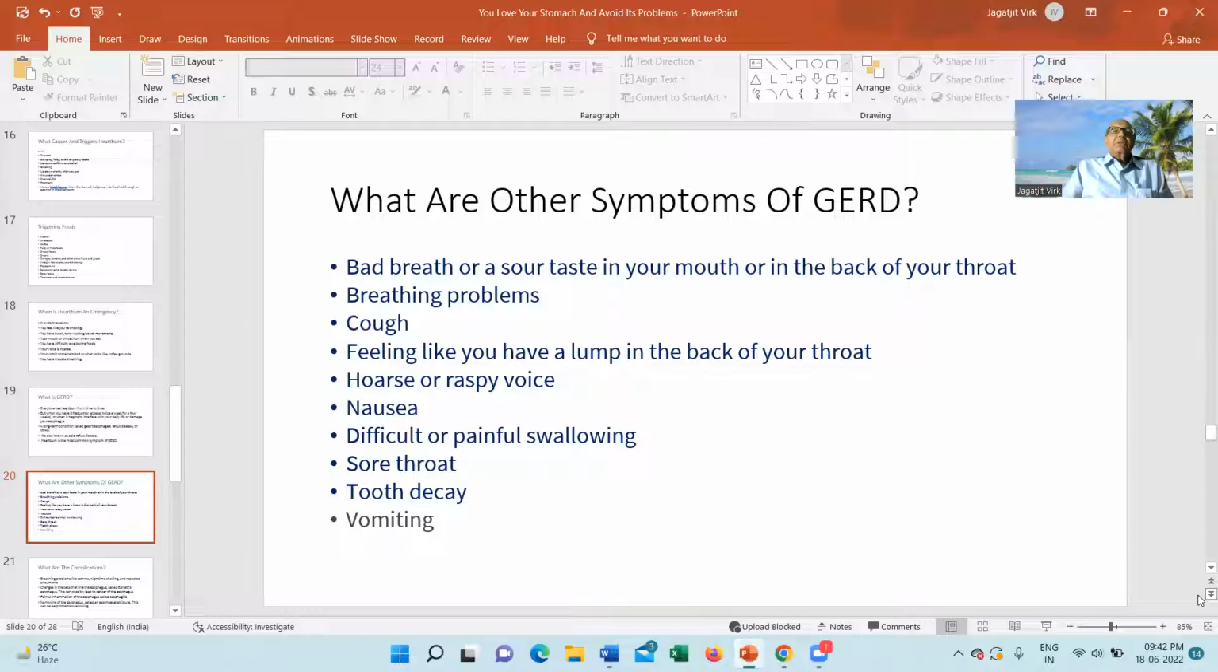What are other symptoms of GERD? Bad breath or a sour taste in your mouth or in the back of your throat due to regurgitation of acid, certain breathing problems, cough, feeling like you have a lump in the back of your throat, hoarse or raspy voice, nausea, difficult or painful swallowing, sore throat, tooth decay, and vomiting.